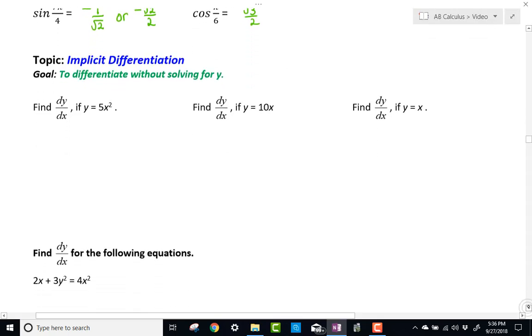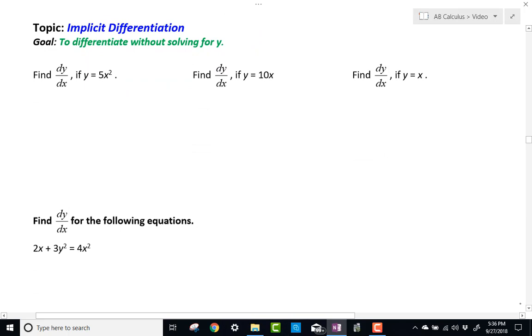All right, so we're going to start off with just a couple of problems that we're familiar with. We're going to find dy dx, and again, when you see dy dx, that basically means find y prime. Or it means find f prime of x. They all mean the same thing.